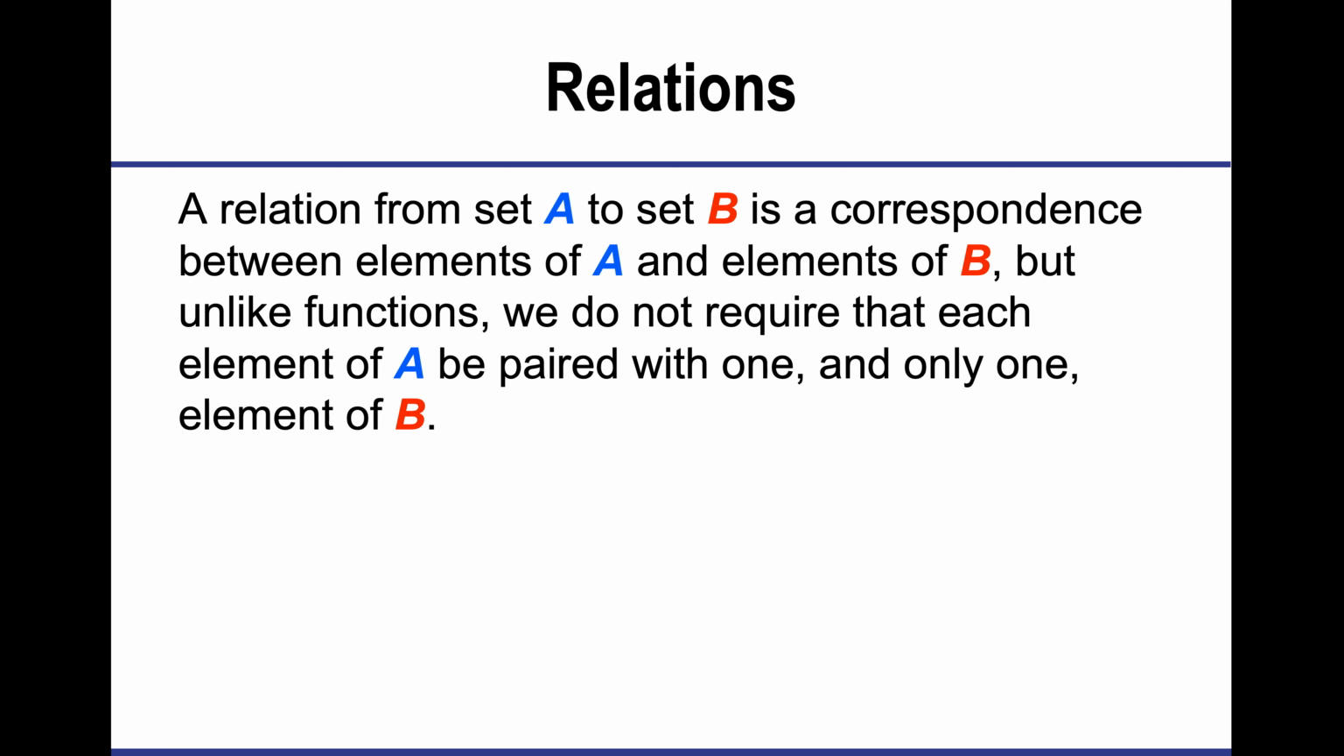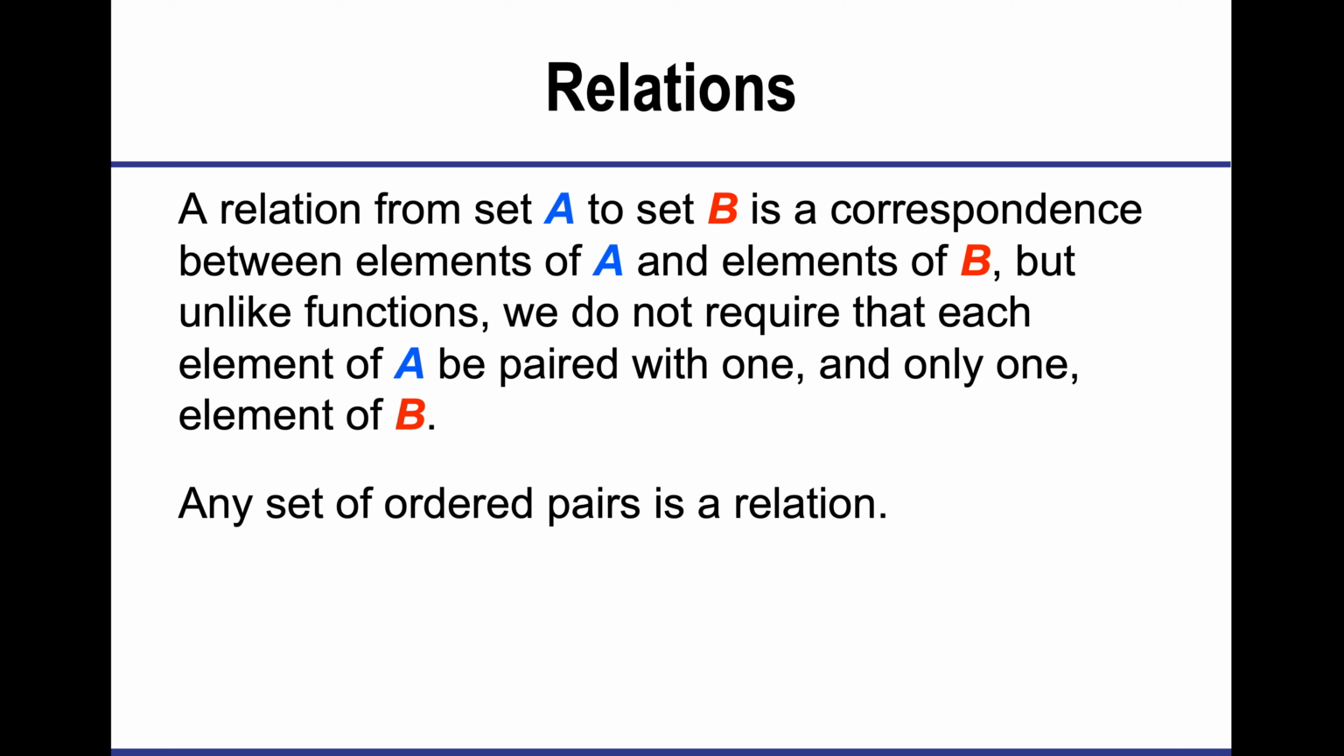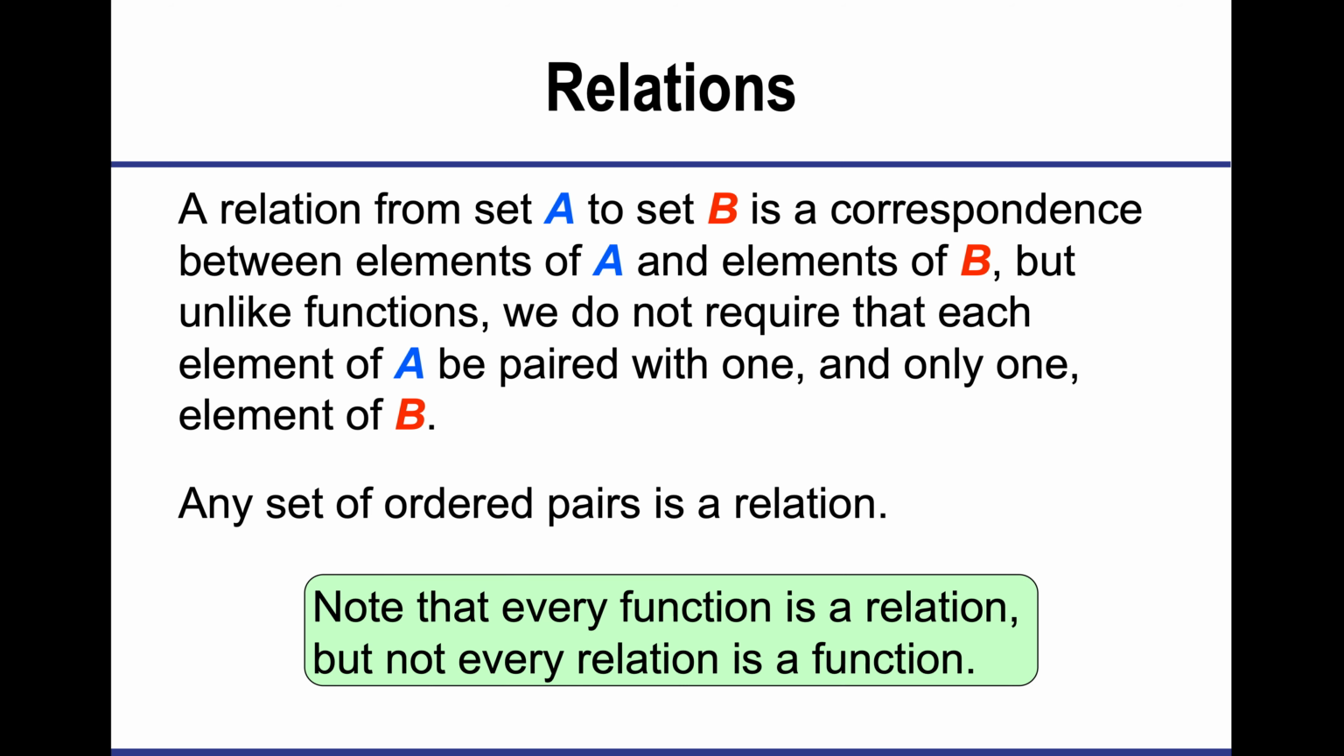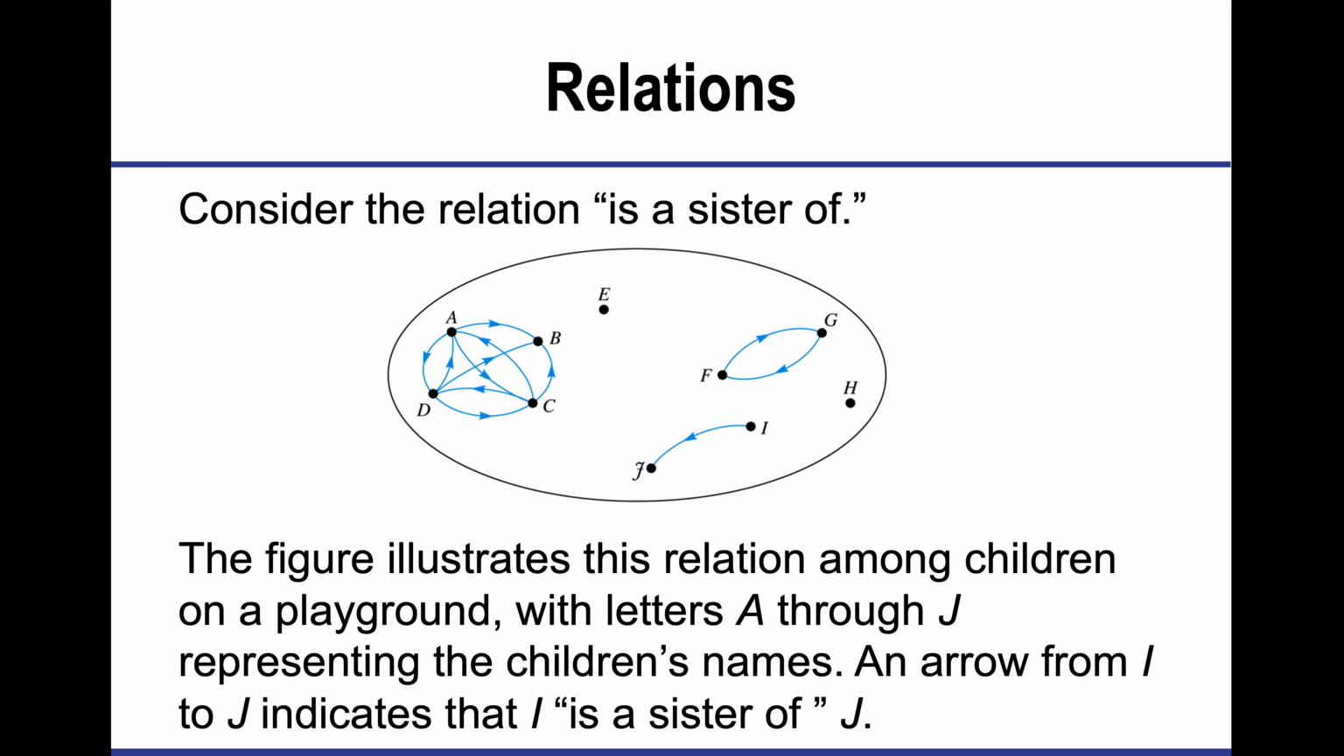A relation is what happens when something is not a function. Everything is a relation, but not everything is a function. Any set of ordered pairs is a relation. Note that every function is a relation, but not every relation is a function. So it's going to be that same idea as we saw with real numbers, and we see that overarching larger idea.